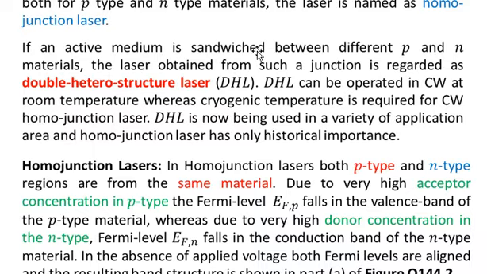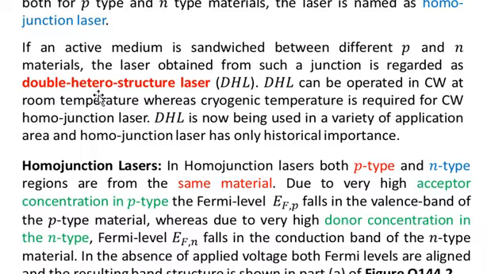If an active medium is sandwiched between different p-type and n-type materials, that is, between p-type and n-type materials belonging to different semiconductors, the laser obtained from such a junction is regarded as a double heterostructure laser, abbreviated as DHL. DHL can be operated in CW at room temperature.